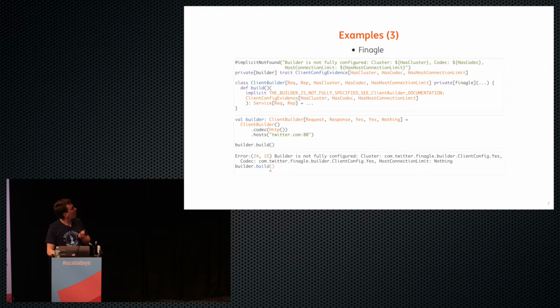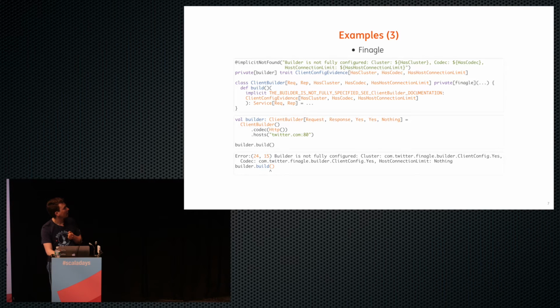This is called ClientConfig.Yes evidence. So only if there's an implicit available with these three values specified, then it will allow you to build the client in this case. So here we see an example. If we make a builder and we only configure part of it, then we will see that for the first two you have a Yes, and for the third one you have a Nothing.